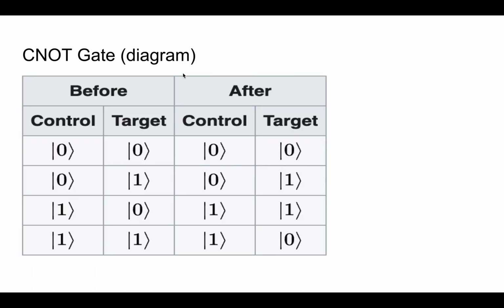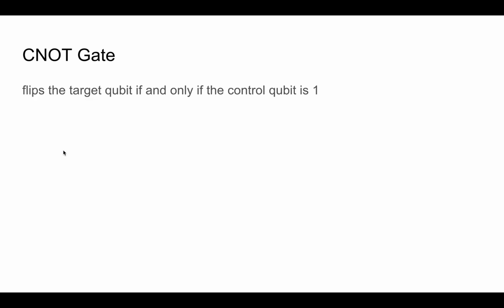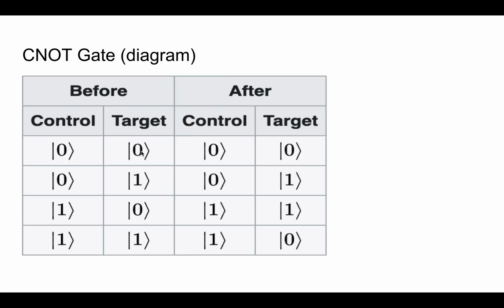Now look at the diagram. As you can see, because the control qubit is 0 here, there is no change between before and after. Now the target is 1, and because the control is not 1, the control is 0, these two rows are the same. Now the control is 1, so it flips the target from 0 to 1, and this is 1 as well, so it flips the target from 1 to 0. So this is a CNOT gate.